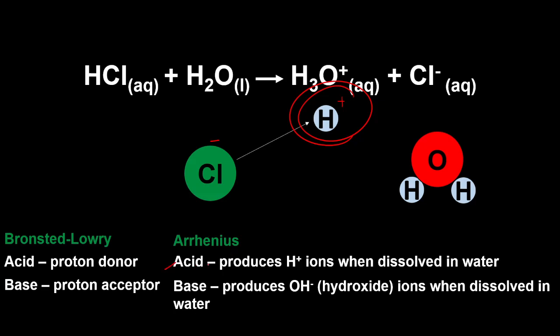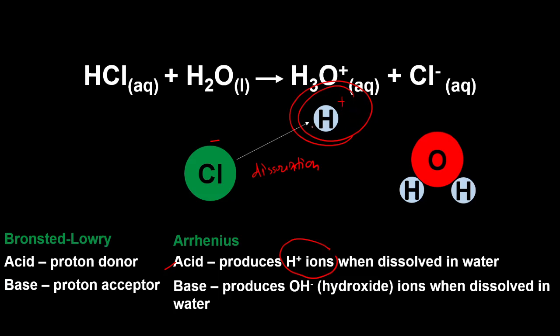Again, an acid, according to Arrhenius, produces or increases hydrogen ions when dissolved in water. So these H plus ions come from the dissociation of the acid. They break into ions, H plus then Cl minus. Then this H plus can be observed. So there's an increase in the concentration of H plus in the solution.